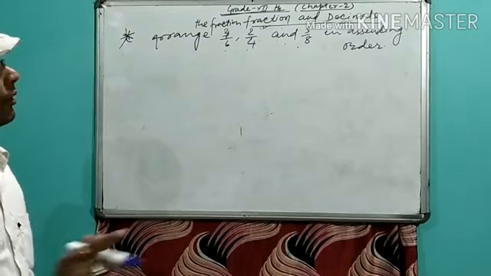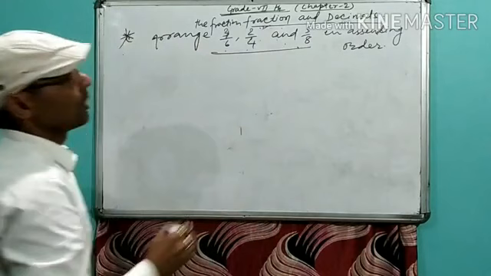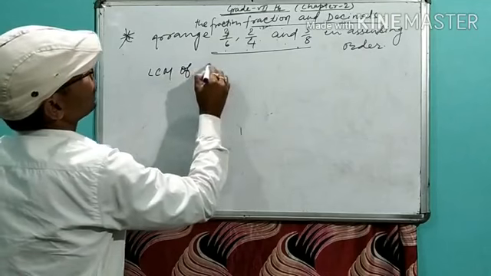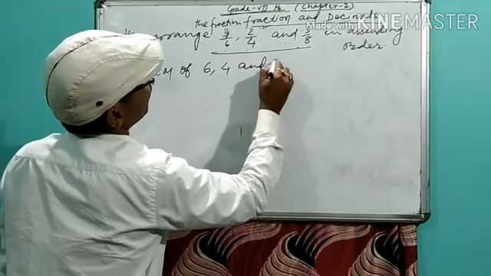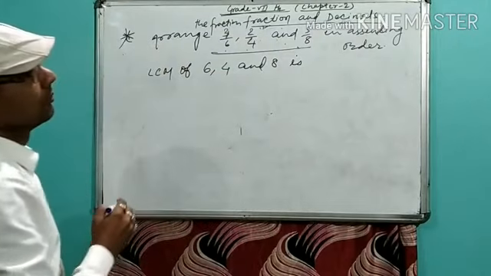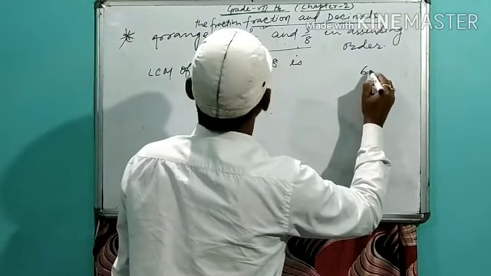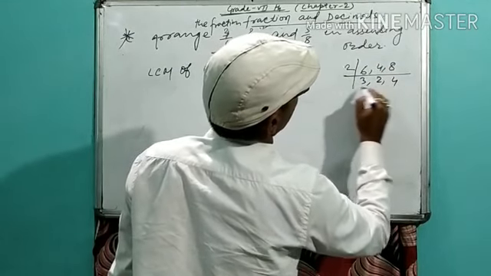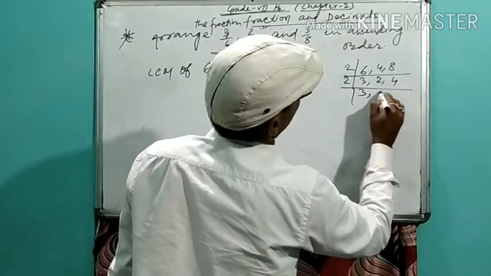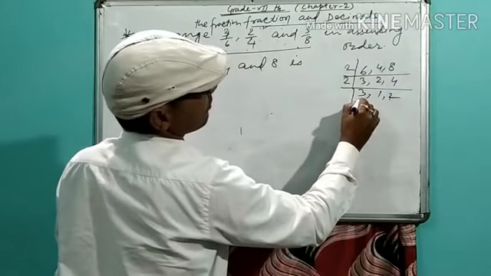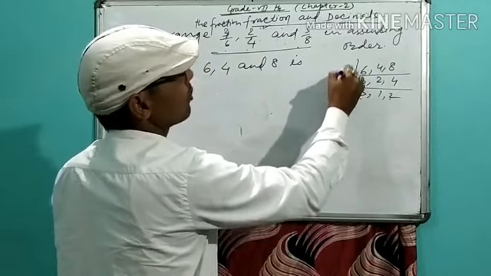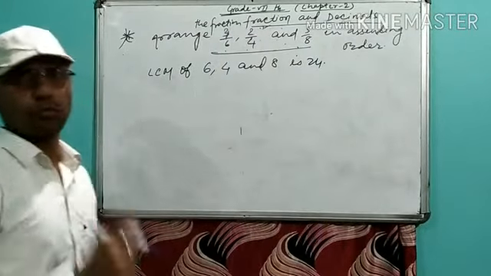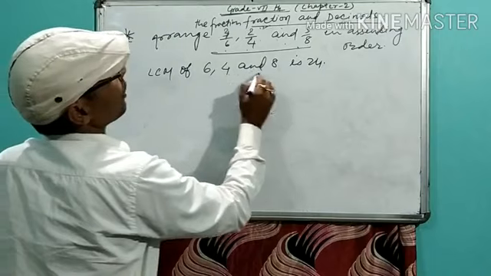In the same way, you have to make the denominators equivalent. LCM of 6, 4 and 8: here you can find it. Take the LCM. 2 threes are 6, 2 twos are 4, 2 fours are 8. Once again 2 ones, 2. 3 twos are 6, 6 twos are 12, 12 twos are 24. So the LCM of 6, 4 and 8 is 24.